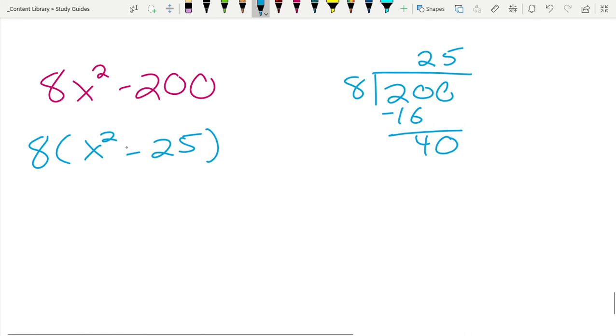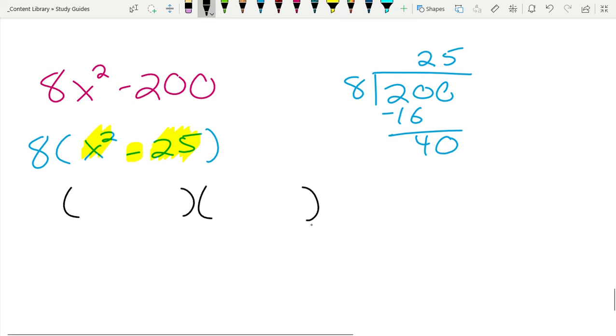Factor by grouping? No. Diamonds? No, because we're missing the x term. So the last thing to check is difference of squares. And lo and behold, that's what we have. We have a difference, and both of these terms we can take their square roots and get whole number answers or whole variable answers. So that's exactly what you do.